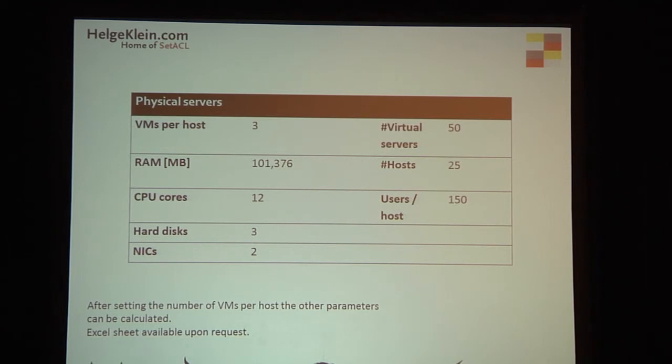If we say, okay, we'll put 3 of those virtual servers on 1 physical box, we get pretty reasonable numbers. We get roughly 100 gigabytes of RAM in that system, which is easily possible today and easily affordable. We get 12 cores, which is again very much affordable, 2 6-core CPUs. We get 3 active hard disks, 2 NICs, and a total amount of 50 virtual servers and 25 hosts, again with that overcapacity in mind.